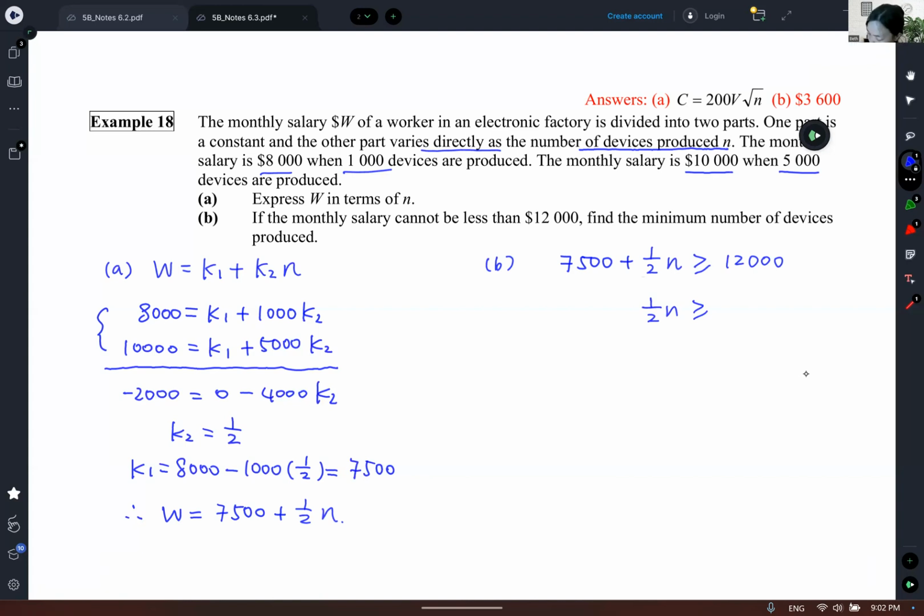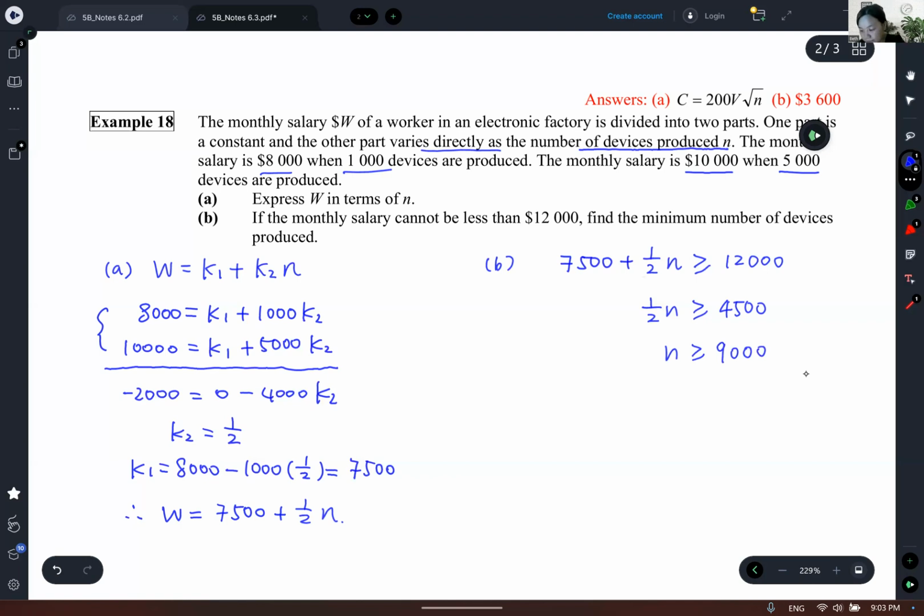Now I think I need to emphasize this, because some of you prefer the equation. Is the equation wrong? I don't think so, but it's just less explanation to do if you use inequality. So you use inequality. That's definitely n over 2 is bigger than or equal to 4,500, and n is bigger than or equal to 9,000. Okay, and then you will say the minimum number of devices produced is 9,000.